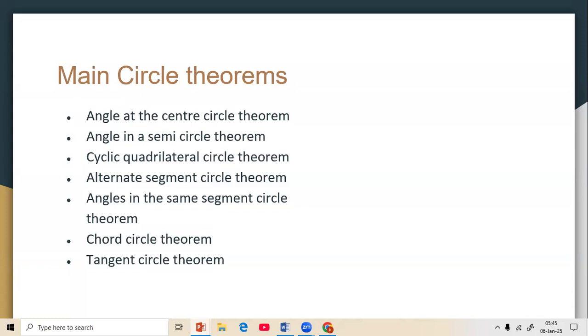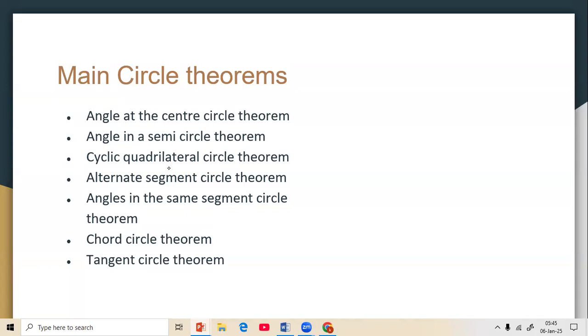However, at this level, we shall look at mainly 6 of them. So the first theorem is going to be the angle at the center circle theorem. We shall look at which property governs when we have semicircles.